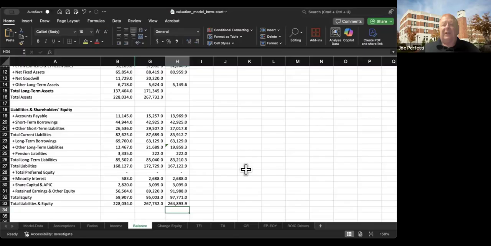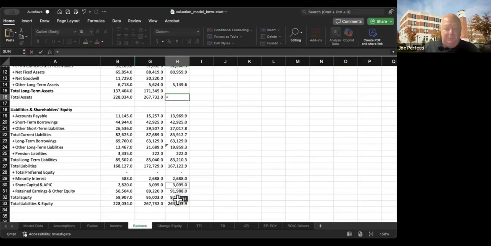Now I'm going to show you the trick to get the balance sheet to balance. It'll work every time. So go to total assets, which is H16, equals H33. The balance sheet balances. Ha ha ha. It will always balance. All right.